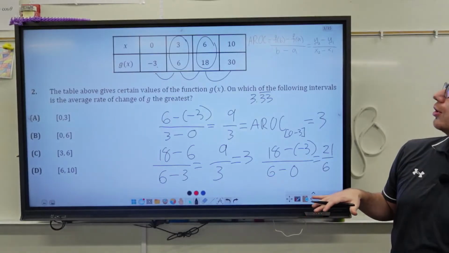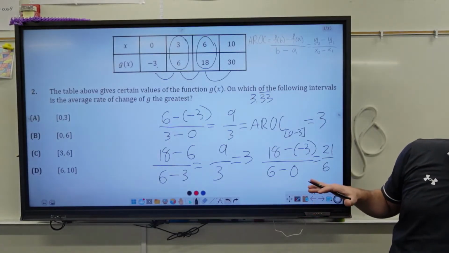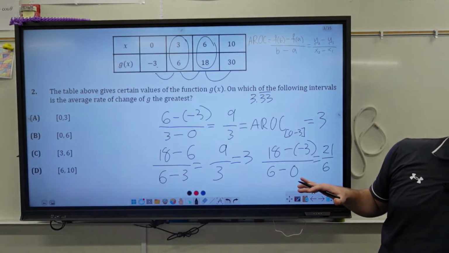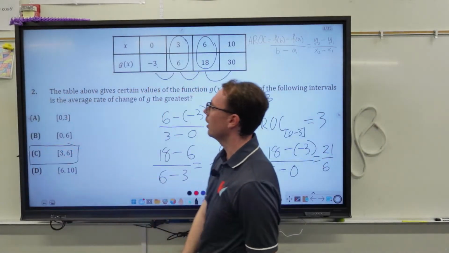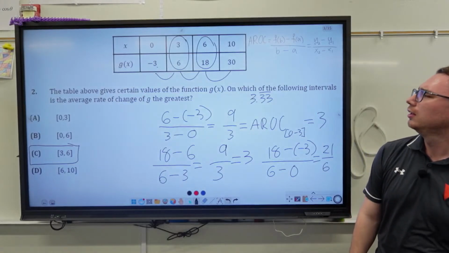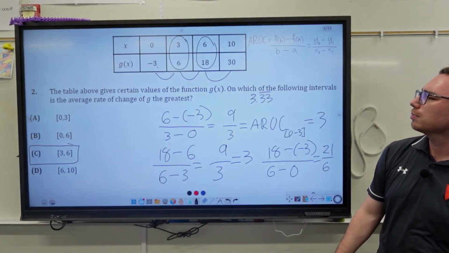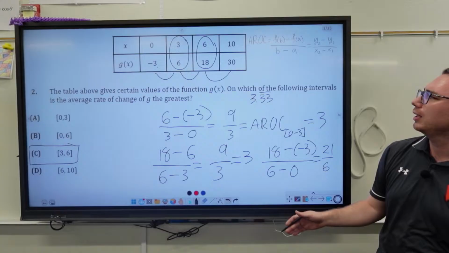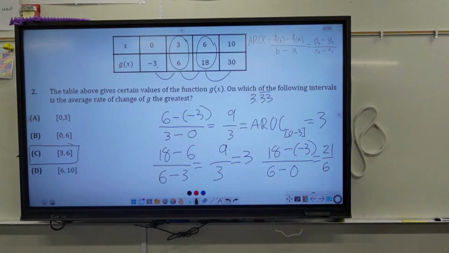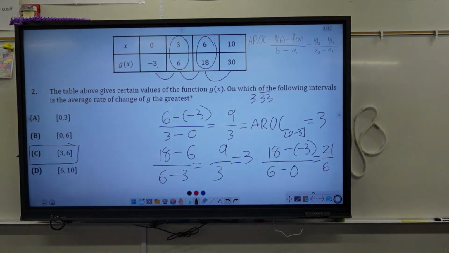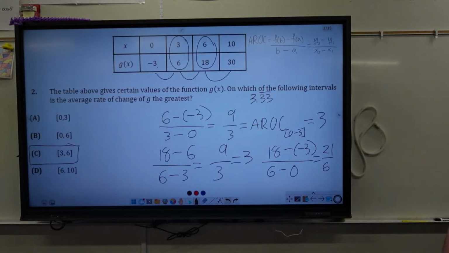We want to try and showcase that our answer for 2 here is C. Let me figure this out real quick. For this here, we want to specify that the rate of change between 3 to 6 is the highest. Let me make sure I did my math right. Yeah, that's all correct. Right now, I'm just trying to see. Oh, that's what it is.